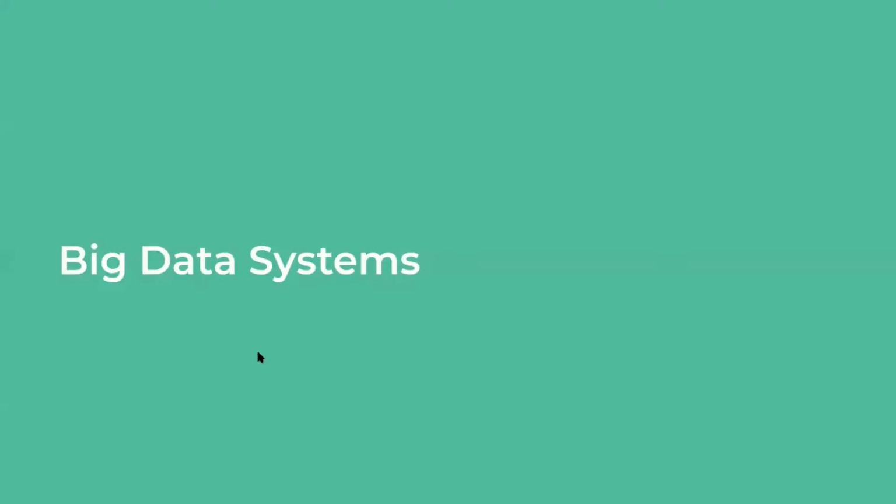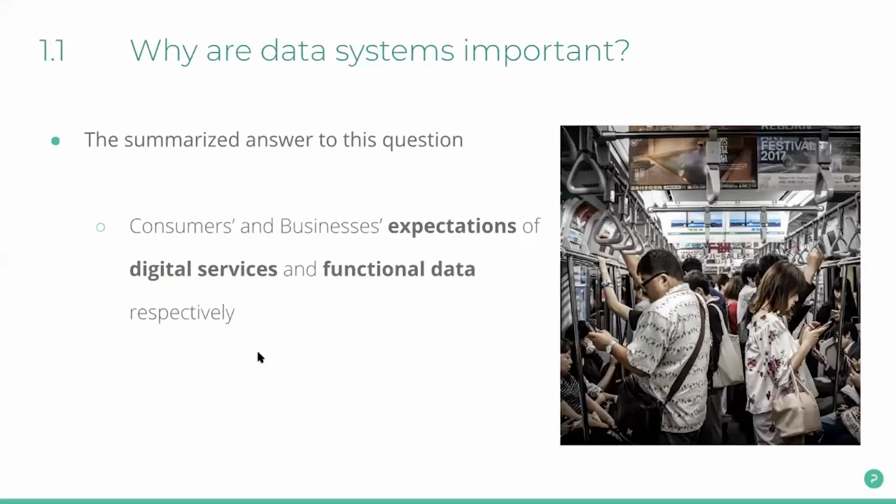Okay, let's get started. First up, I'm going to be talking about big data systems. Databases have always been important. This has been the case for the last few decades. But I would argue that data systems are even more important today than they have been in the past. In summary, the answer to this is expectations. Consumers have greater expectations of their digital services, and businesses themselves have greater expectations of the value that they can derive from their own functional data.